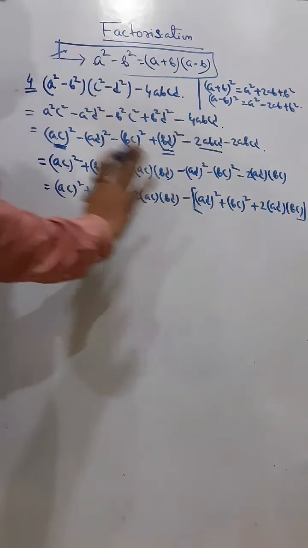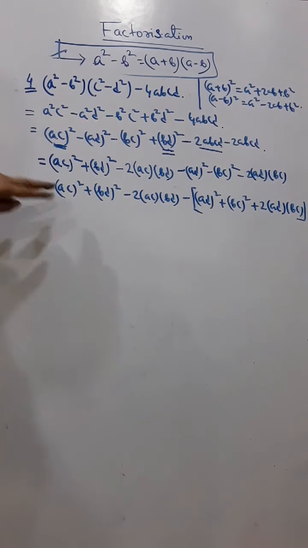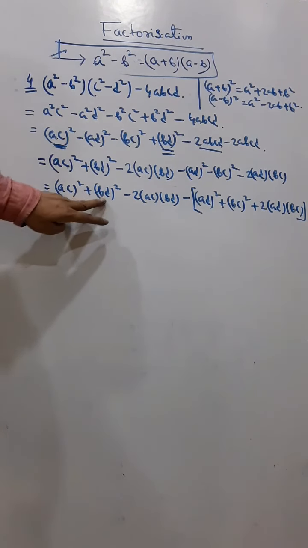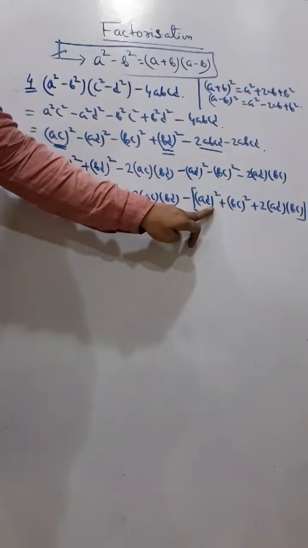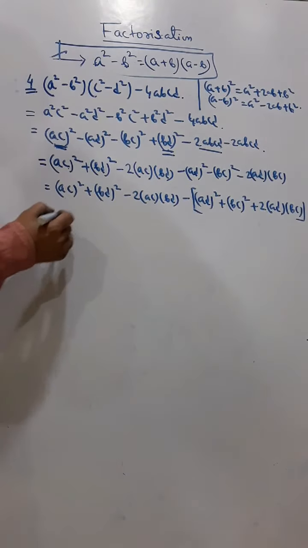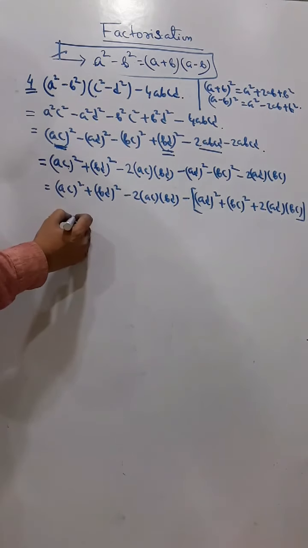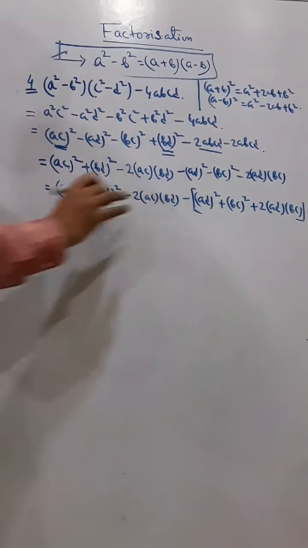Now it is ready. So what we got? We got a square plus b square minus 2ab. Here what we got? A square plus b square plus 2ab. So now I can write it as, this one is a minus b whole square format.